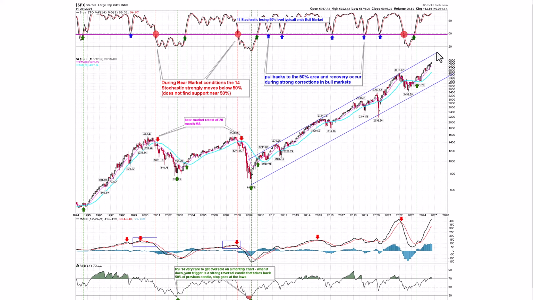Perhaps one target over time would be the upper channel line. That said, guys, eventually this secular bull market we're in, secular bull markets usually last anywhere from 15 to 21 years or so. So just something to be aware of.